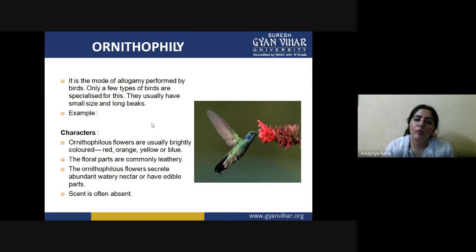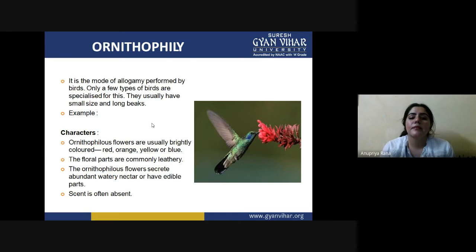Only a few types of birds are specialized for this. They usually have a small size but long beaks. So not all birds can do this allogamy process, or transferring of pollen from one place to another. A special kind of bird is needed to do this function. The birds have to be small in size, but their beak should be long.